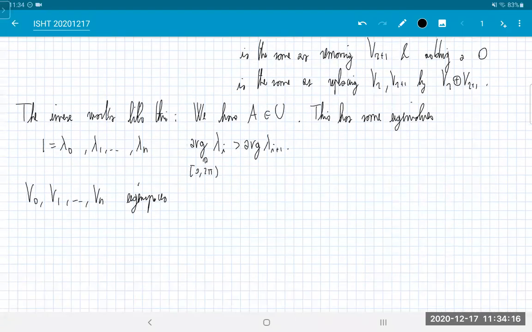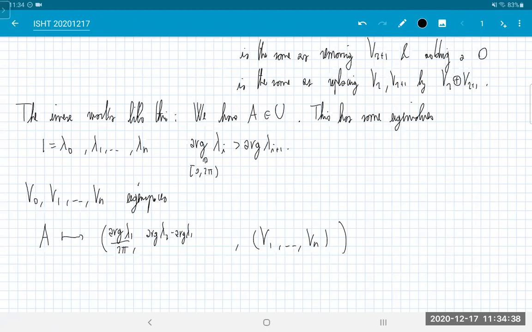And then the inverse sends A, where v0, v1, ..., vn are the eigenspaces, to the spaces v1, ..., vn. And here I take the argument of lambda 1 over 2π, the argument of lambda 2 minus the argument of lambda 1 over 2π, and so on. And in the end, you just add 2π minus the argument of lambda n over 2π, so that the sum indeed is 1. And this gives you an inverse.